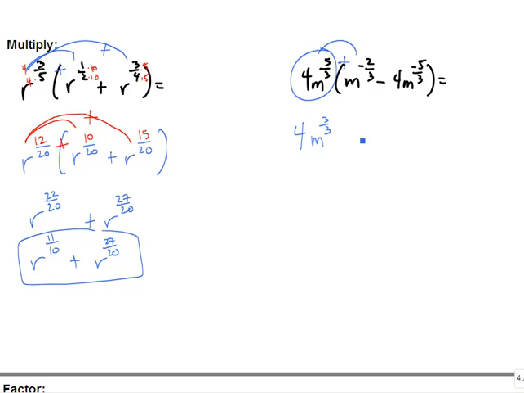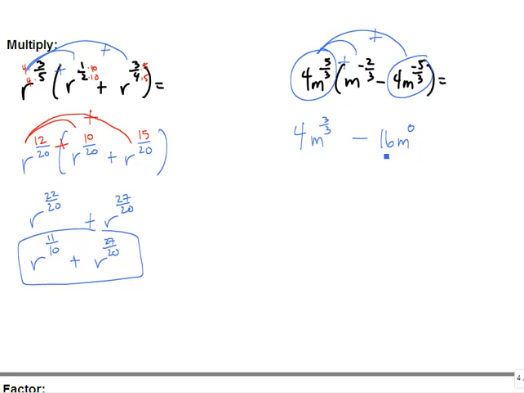Then I'm going to bring down my minus sign, and now 4m to the 5/3 times 4m to the negative 5/3, the 4's get multiplied. 4 times 4 is 16. And for the m's, when I add those powers, 5/3 plus negative 5/3 is 0.